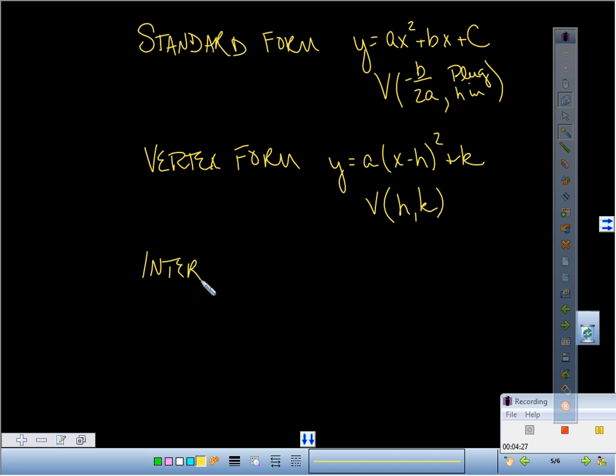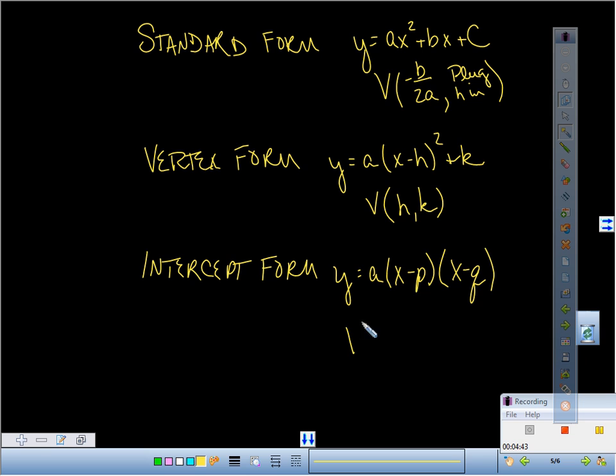Anybody, what's the last one? Okay, intercept form. Intercept form is kind of like factored form, right? So y is equal to a times (x minus p) times (x minus q). Okay? How am I supposed to find the vertex on intercept form? Anybody remember? p plus q. Yeah. Be careful because that's the one that says (p plus q) divided by 2. If you did p minus q, hopefully you would see that would not be correct.